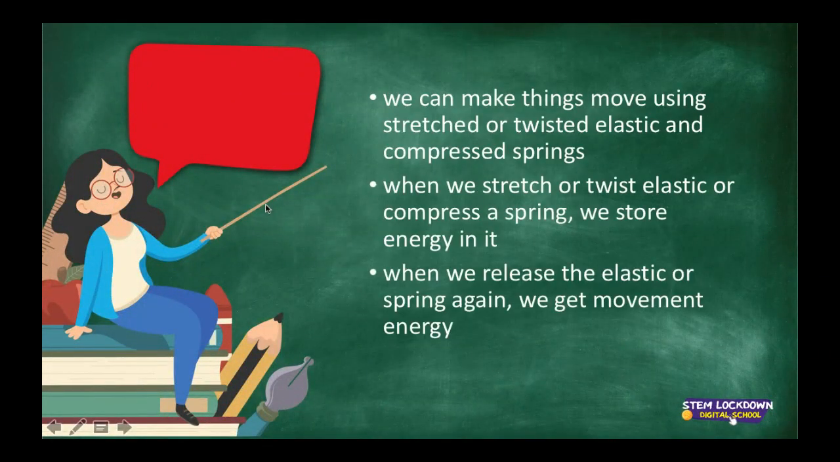Also, we can make things move using stretched or twisted elastic and compressed springs. Okay? As we have seen earlier on our bow and arrow, the elastic or the string of a bow and arrow was stretched and it was released as well. Therefore, there was a potential movement. When we release the elastic or spring again, we get the movement, which is called energy.